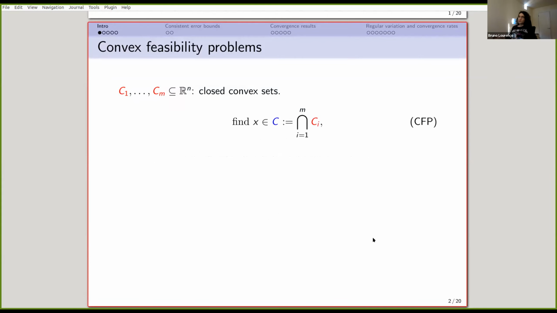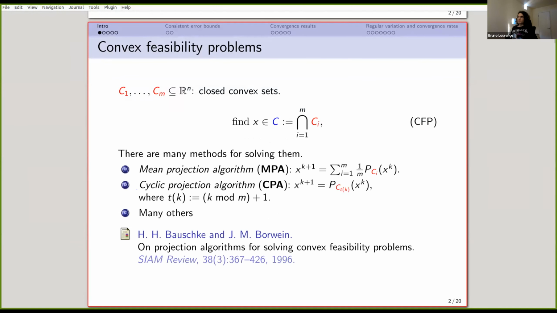In this talk, our main object of interest is the convex feasibility problem. So we have a collection of M closed convex sets, and we want to find some point in their intersection. Now, there are many methods for solving them. For example, you have the mean projection algorithm, where at each iteration you update by computing the projection with respect to each set and then averaging them. You have the cyclic projection algorithm, where at each iteration you select a different set to project, and many others.